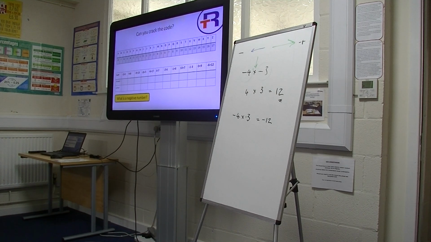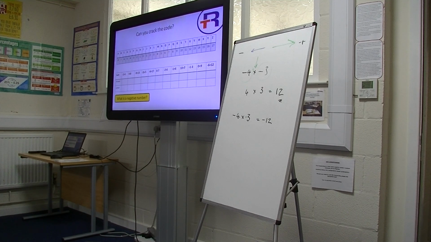So the first one is minus 2 plus 5. How are we going to work that out? So we start at minus 2 here with plus 5. Remember, plus is that way. So we plus 5. 1, 2, 3, 4, 5. The answer is 3. It corresponds to the letter L. Then we just carry on until we get to the end.